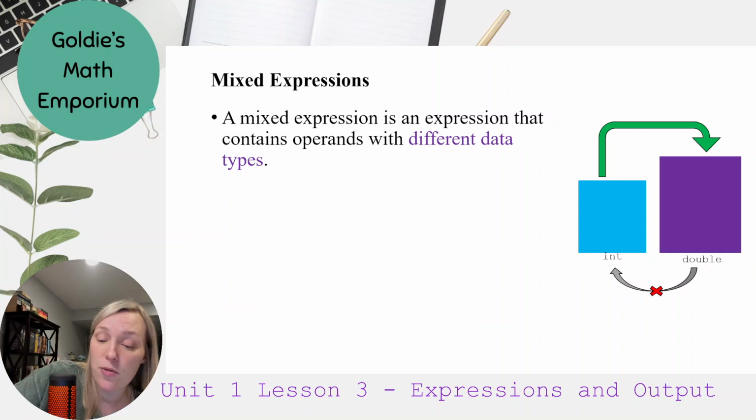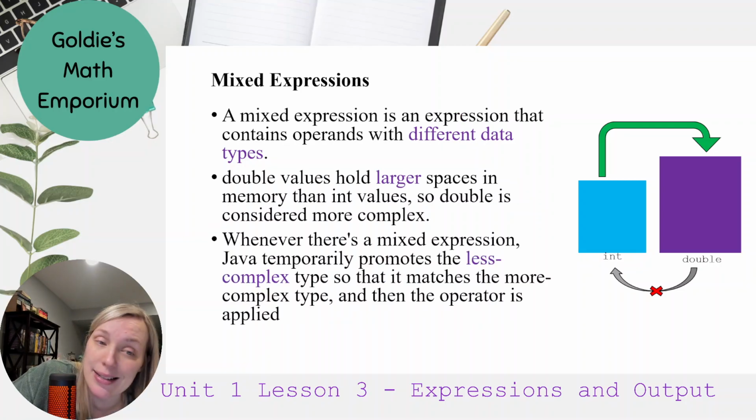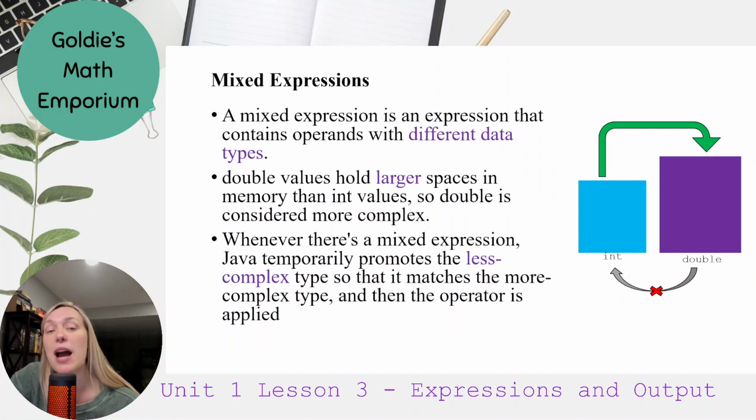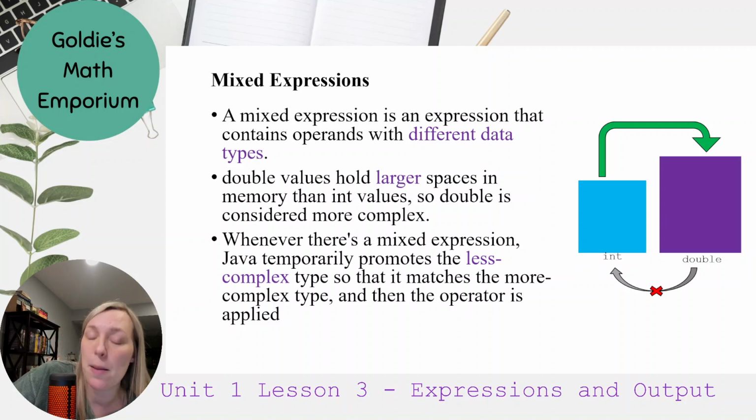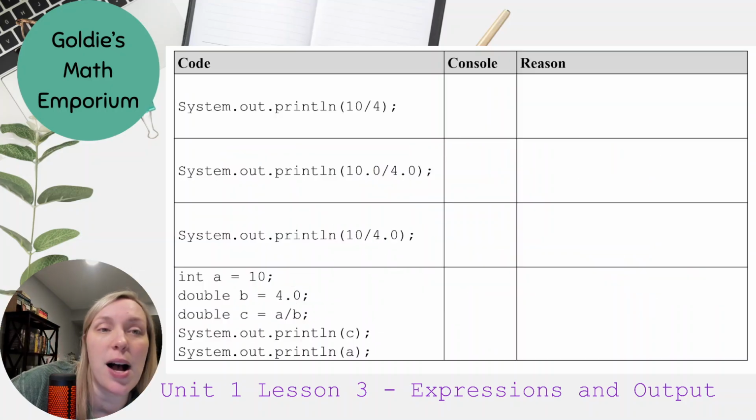We said before that doubles hold larger spaces in memory, so it has a bigger container. Double is considered more complex, essentially. And whenever there's a mixed expression between ints and doubles, Java will temporarily promote the less complex type so that it matches the more complex type, and then the operator is applied. Because remember, an integer can fit into a double, but a double cannot fit into an integer. So let's look at the situations where this is going to come up.